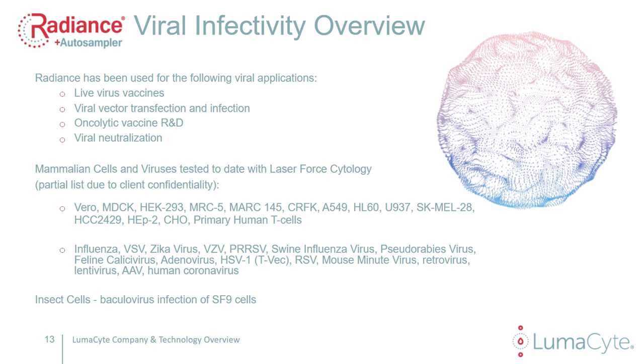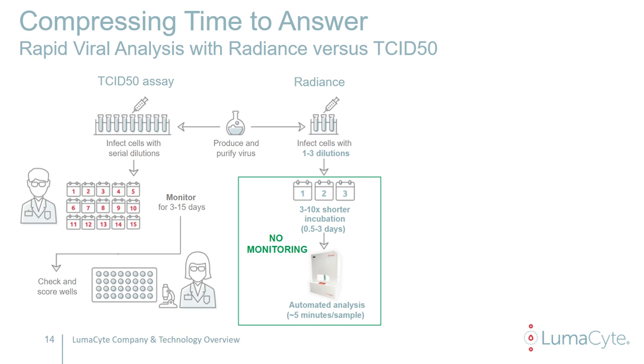So as an overview, we've used this for live virus vaccines, viral vectors, vaccine production, oncolytic virus, and viral neutralization. Below is a list of cells and viruses used in the system. We've done a lot of work with baculovirus as well. This is, again, a partial list due to client confidentiality. It's probably double that number of cell lines and viruses. So we have a broad base of experience to draw from when we tackle new applications and new customer uses.